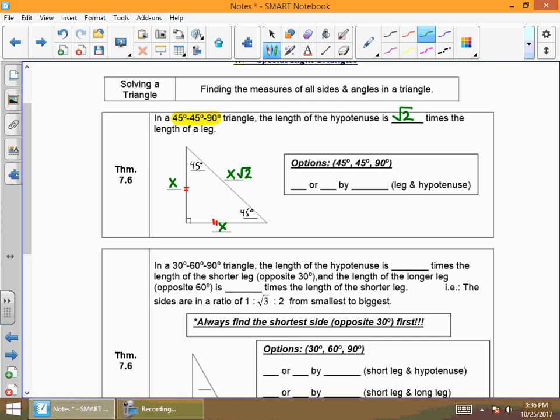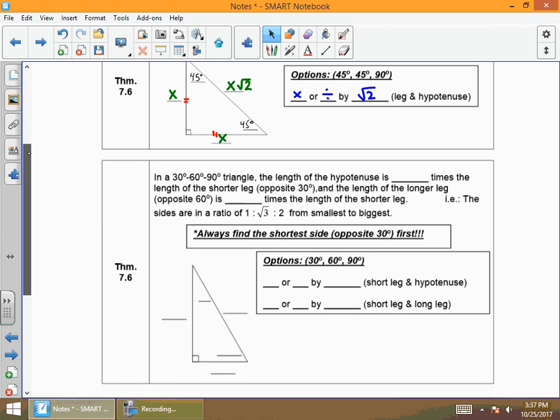If I know the leg, maybe the leg is 7, then I take 7 and multiply it by radical 2, and that will tell me the hypotenuse. If I know the hypotenuse and I want the leg, then I'll have to divide by radical 2. You will see that coming up in the examples. Just give me a little bit of time to get through the theorems, and then I'm going to show you how it actually applies. So that's when it is 45-45-90. That is an isosceles triangle.